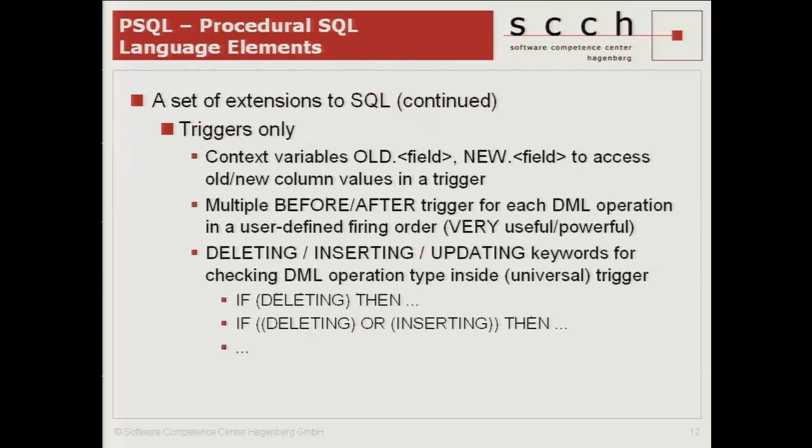In triggers only, you have access to the old and new field values by using the old.field, new.field context variables. The nice thing about the trigger implementation in Firebird is that you can have multiple before and after triggers for each DML operation in a user-defined firing order. You don't have that in Microsoft SQL Server, for instance. You don't have that in Oracle, especially. I think the user-defined firing order isn't possible to define.